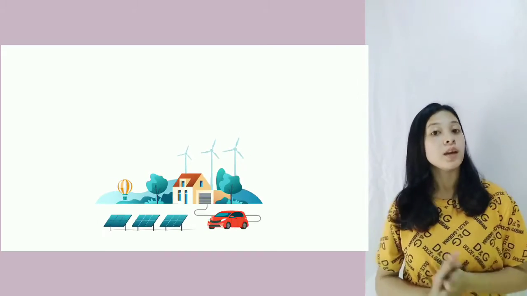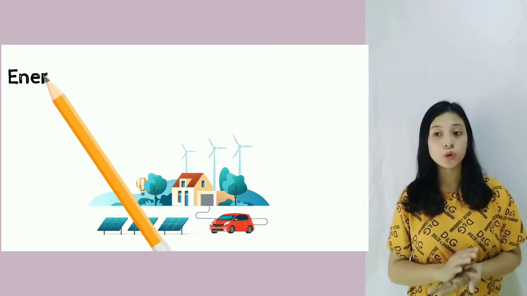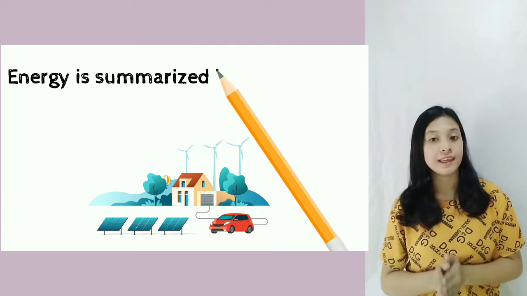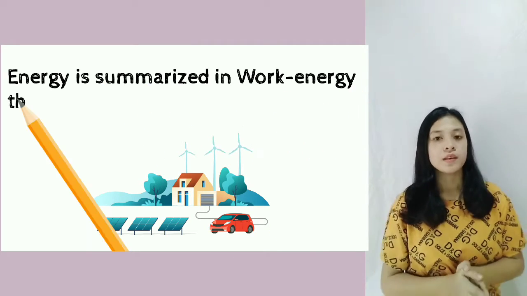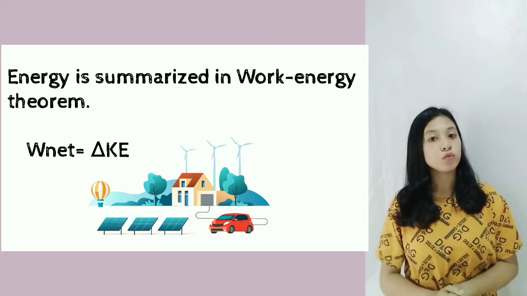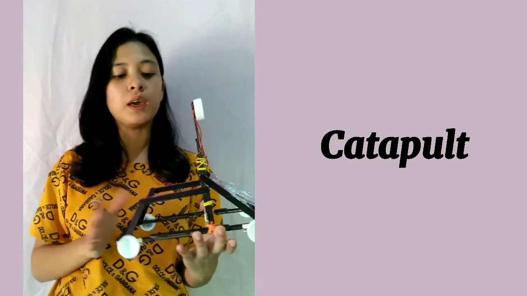Energy is summarized in the work-energy theorem. This states that when work is done on an object, there will be a change in kinetic energy, which is shown in this diagram. So, this means that an object in motion is able to do work on another object. To help us understand our topic better, let's demonstrate it using our homemade catapult. Using this, we should be able to show how energy is created, stored, transferred, and converted.